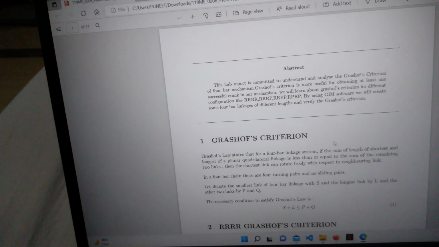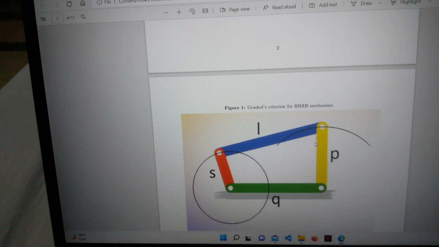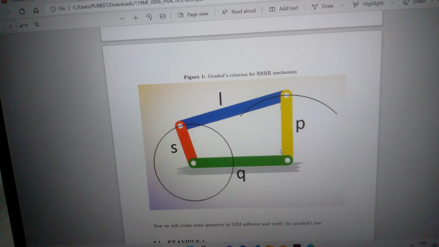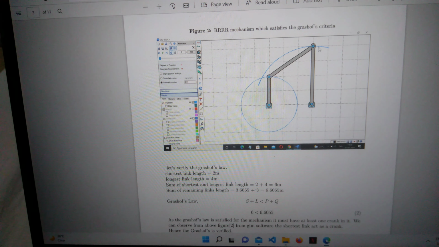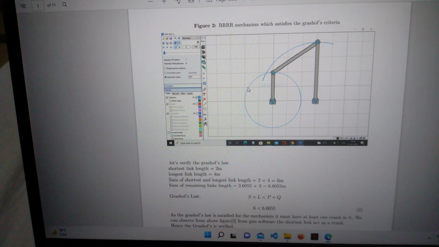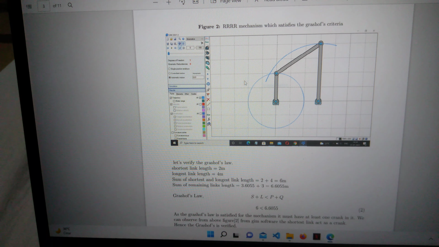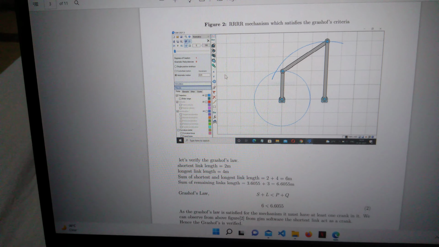Sir, I hope I was clear, sir. And regarding the videos, I did not know whether I had to show this whole report or the video of the mechanism turning or moving around. For that, sir, if you want, I can just screen record it and send it to you as well, sir. Thank you, sir.